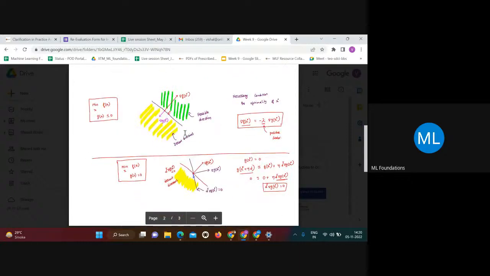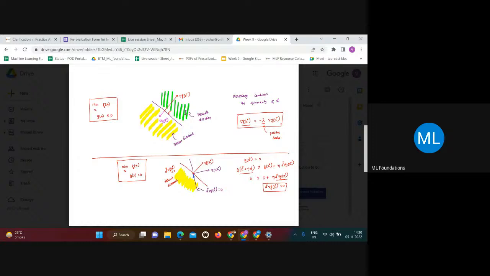Now the third condition is taking both as anti-parallel. So del of f(x star) and del of g(x star) are anti-parallel to each other. Then this yellow part will become the descent direction for the function, and this green part will become the feasible direction. So now you can see that none of the descent directions is feasible also, right?